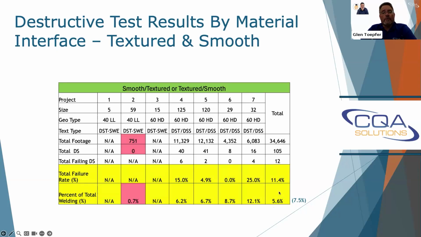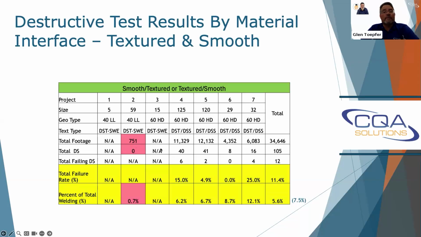So you have a fairly small amount, about half the amount of textured, and well below what the smooth is. So it's a small amount of welding, but yet it's failing at double, triple or more the rate. And then what's highlighted here in pink really is problematic too, but there were no requirements for it.